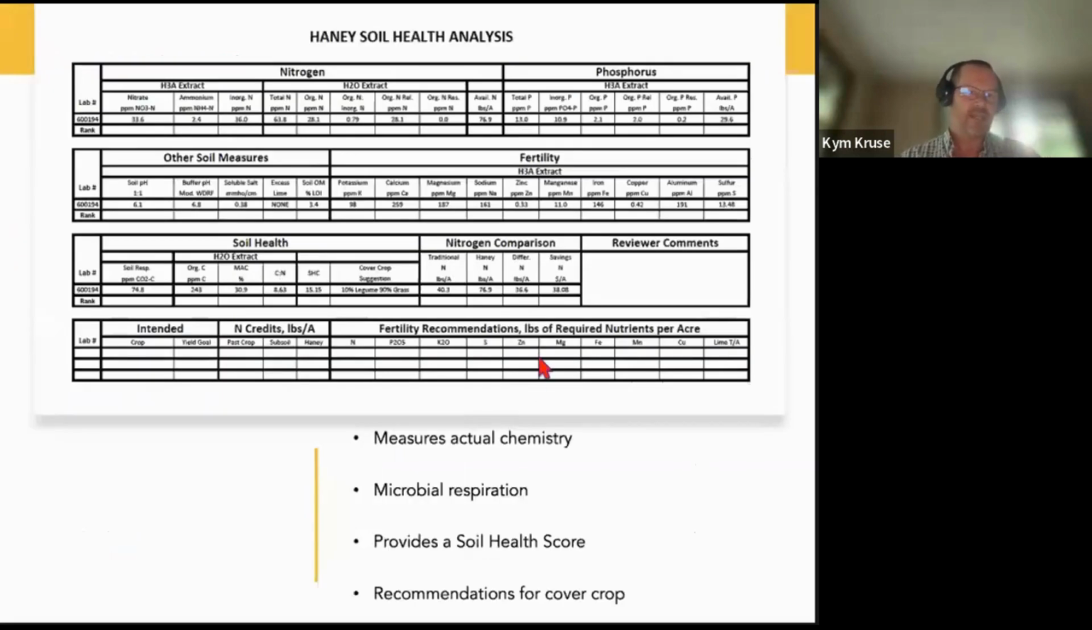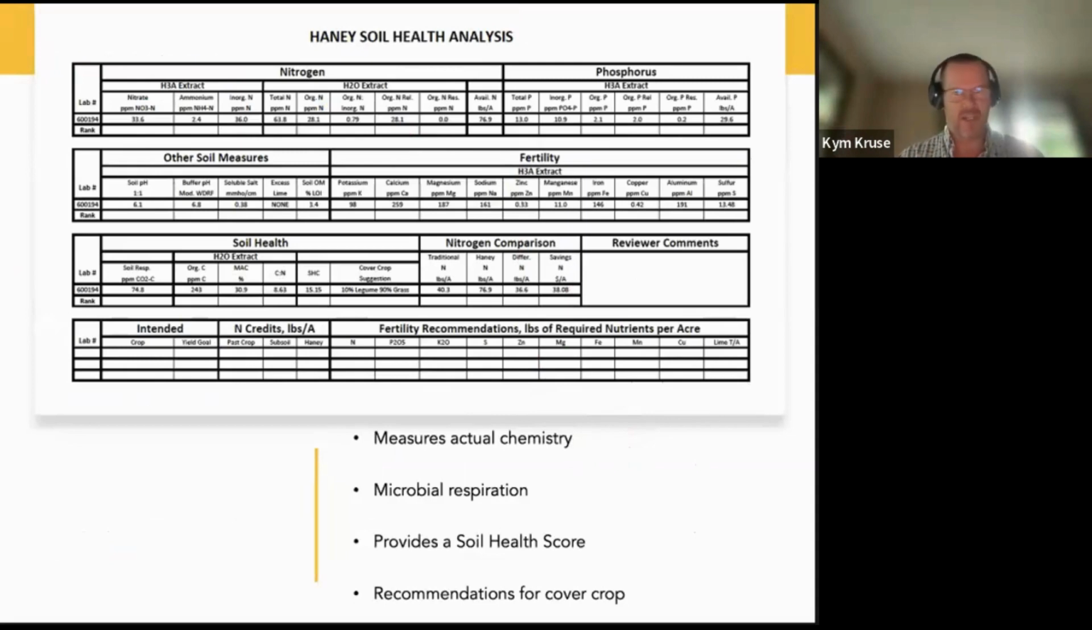There's one that I get done in the US as well. And this is, again, for intense cropping. I work a lot with 2,000-3,000 hectare cropping operations. And we'll do this Haney test, as it's known, developed by Professor Haney. And it does a couple of other interesting things that the previous test doesn't do. It's more of a realistic measure of what is actually available.